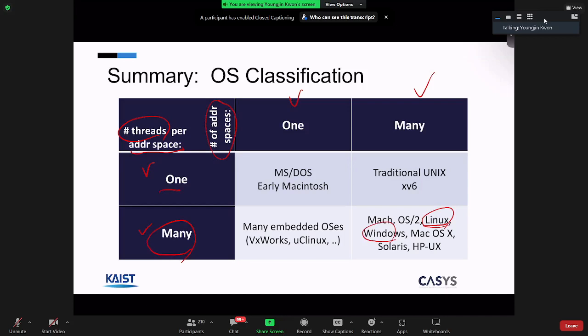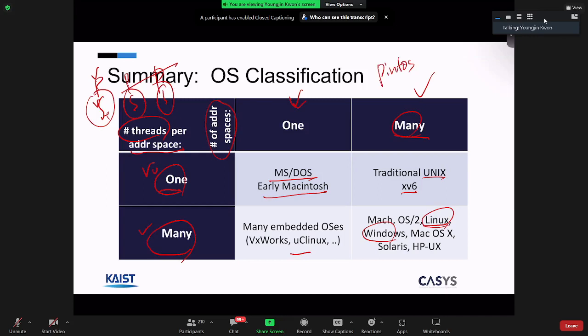And one-to-many: only one thread in one address space, so a process with a single thread, but you can run multiple processes. That is traditional Unix. One-to-one: no multiple processes, only a single process and a single thread. That is MS-DOS, early versions of Macintosh. And this is embedded systems.